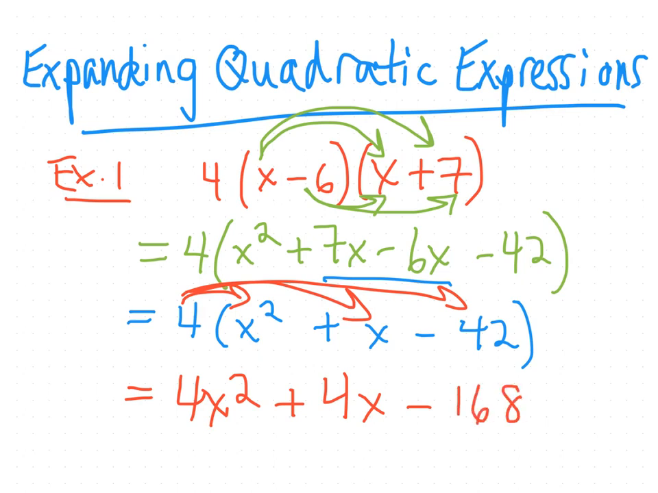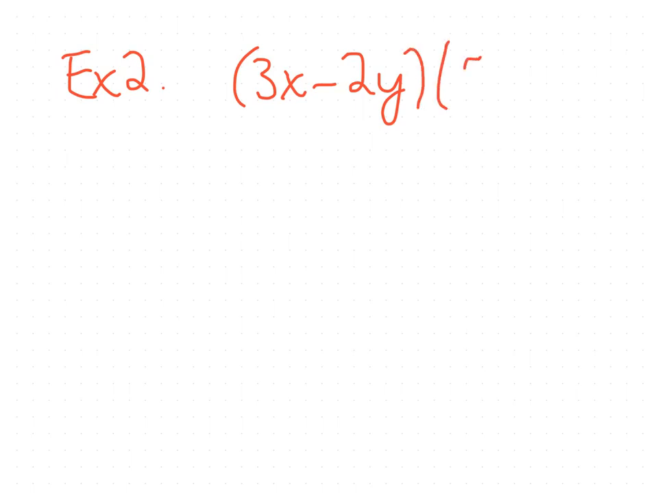Okay, let's do a second example. The second example is: the first binomial is 3x minus 2y, brackets 5x plus 4y. And again, we want to expand these brackets and simplify this factored form of a quadratic expression.